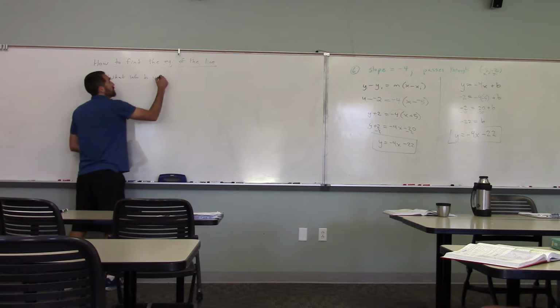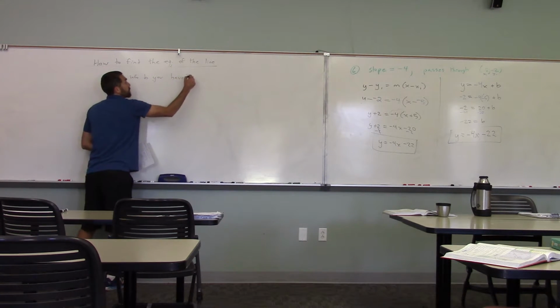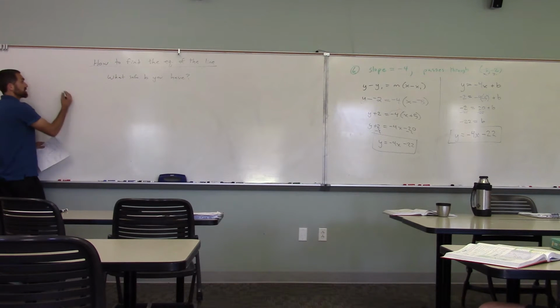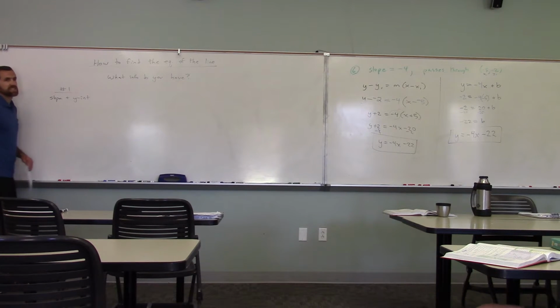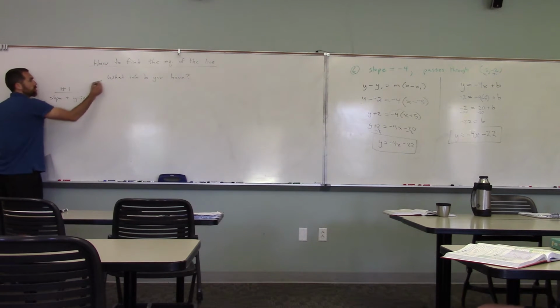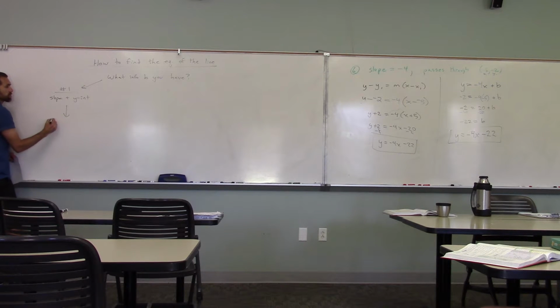Slope and line. Yeah, so basically you got three cases. Either, number one, you have the slope and you have the y-intercept. That's easy, right? If you have the slope and the y-intercept, you just plug it into y equals mx plus b, right?